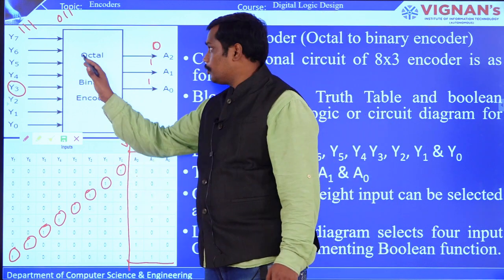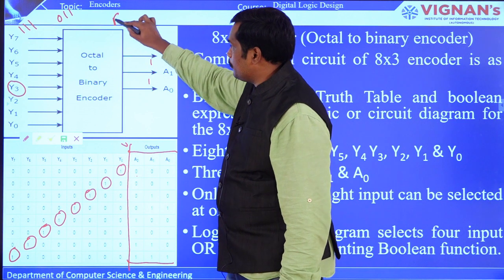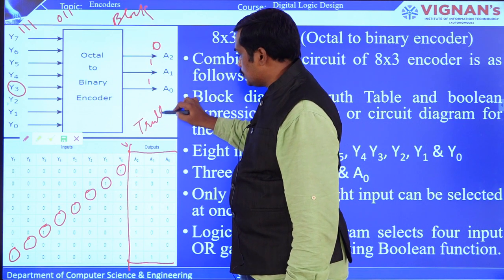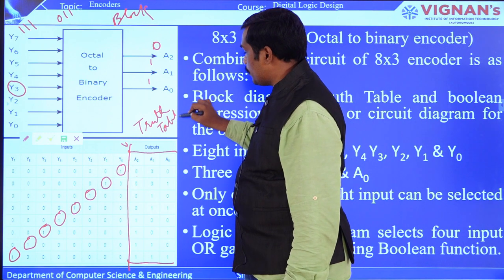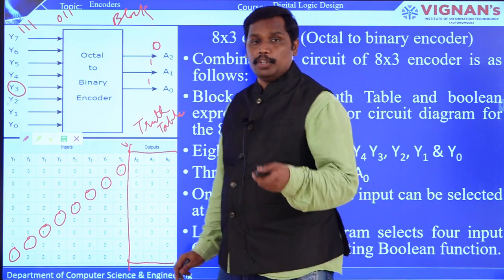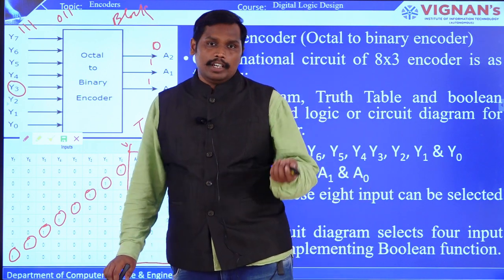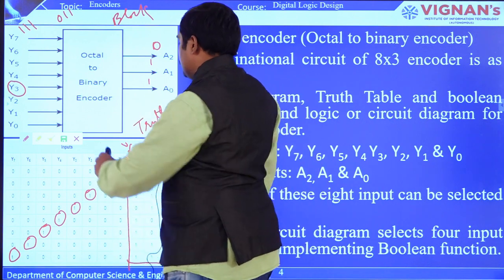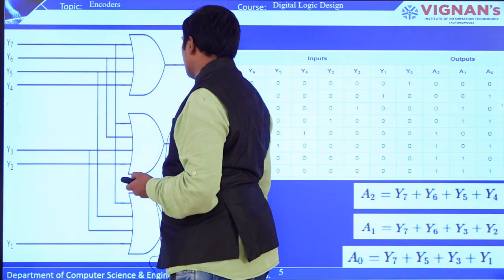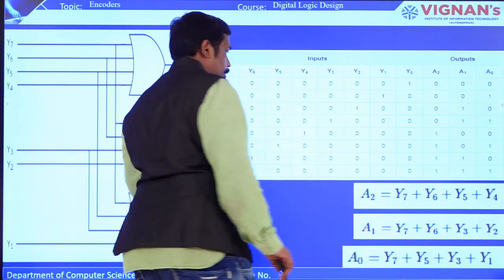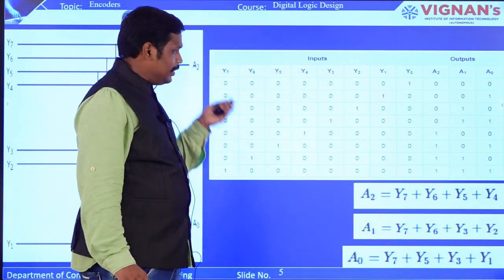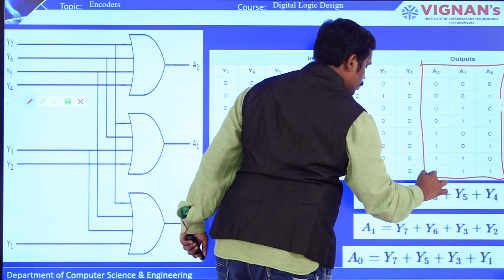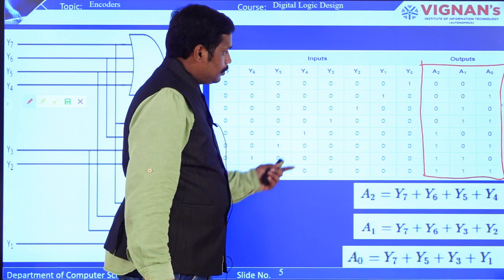So we have gone through the block diagram. This is the block diagram, and this is the truth table, and next comes the Boolean function, and from the Boolean function you are going to derive the logic circuit or circuit diagram. Okay. So now we'll see. I have taken the same truth table and copied it. So this is the output part of that encoder.